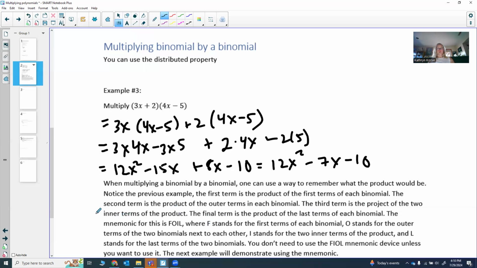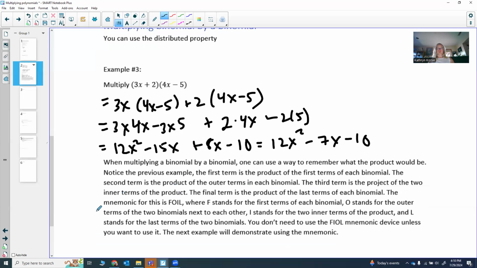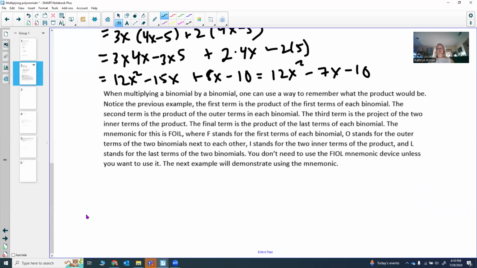The mnemonic for this is FOIL, where F stands for the first term in each binomial, O stands for the outer term of the two binomials, I stands for the two inner terms of the product, and L stands for the last terms of the two binomials. You don't need to use the FOIL mnemonic device unless you want to use it. Next example will show using this mnemonic.